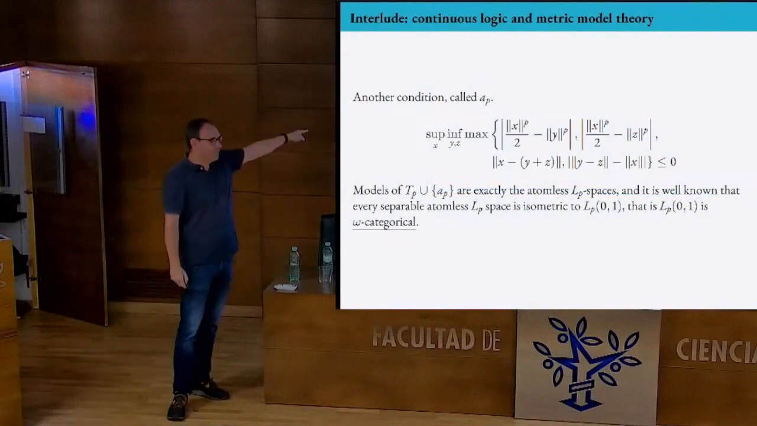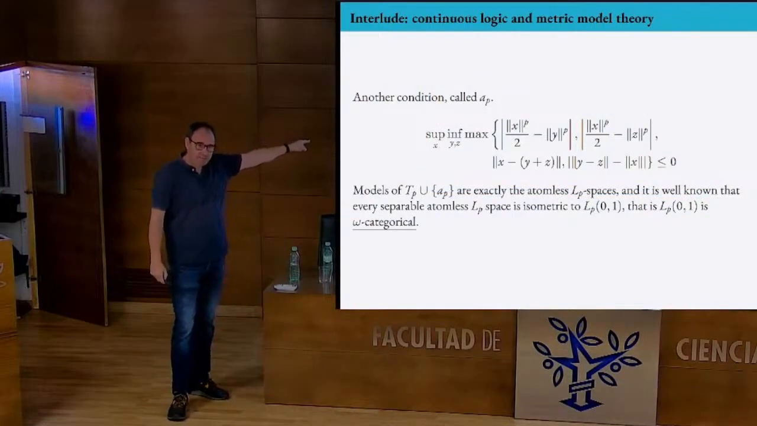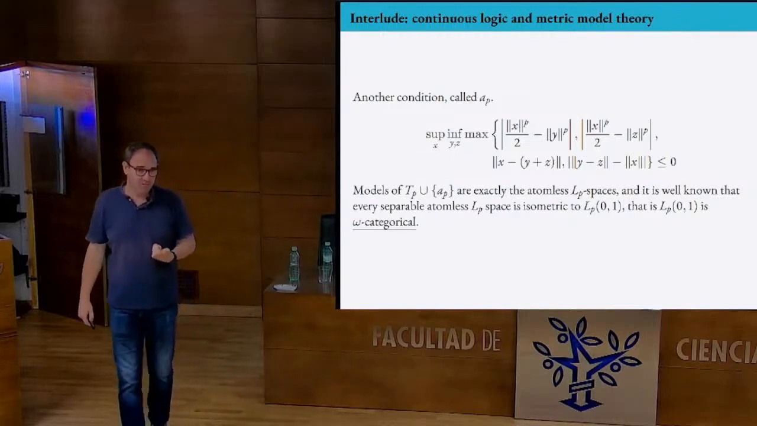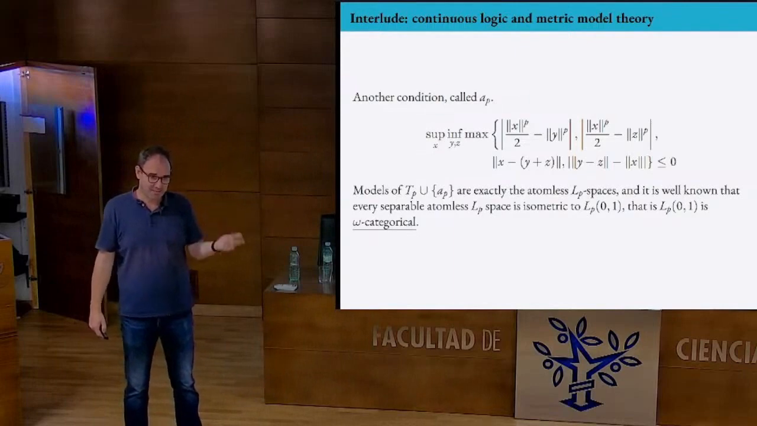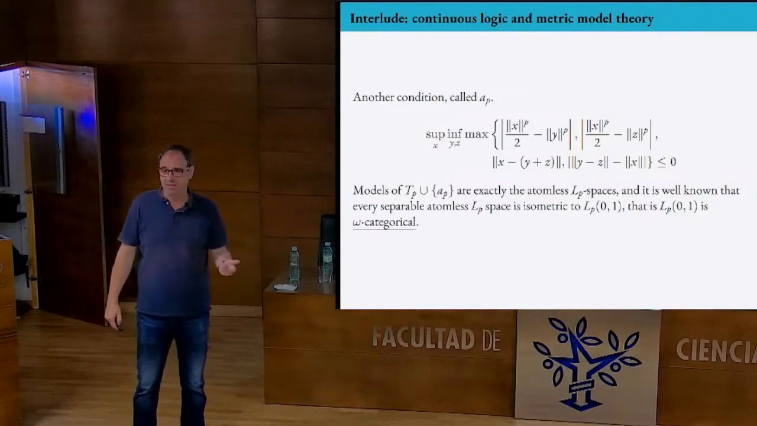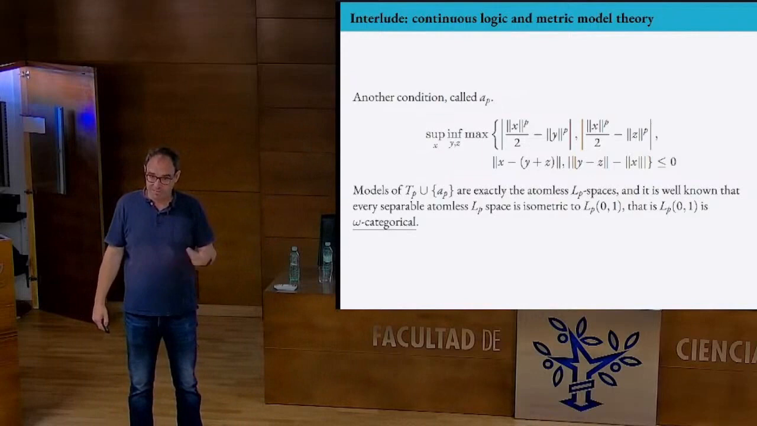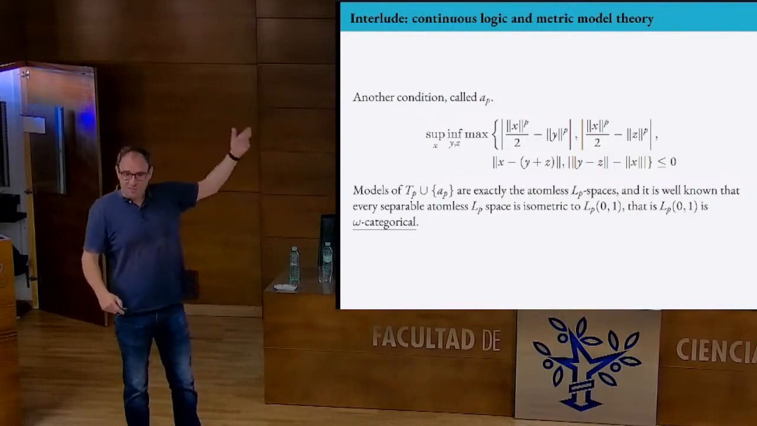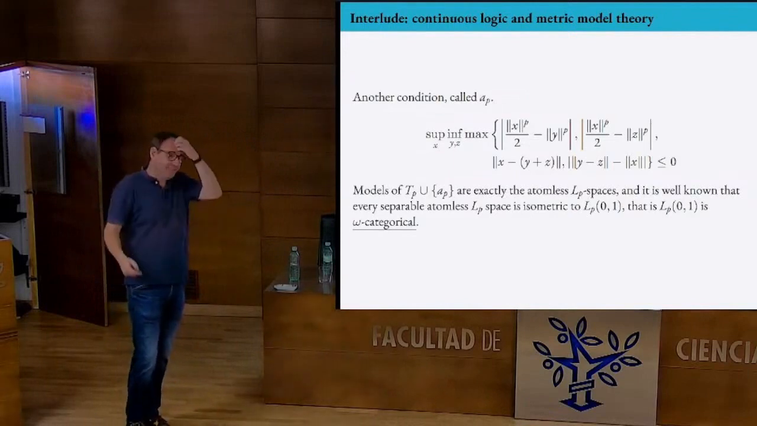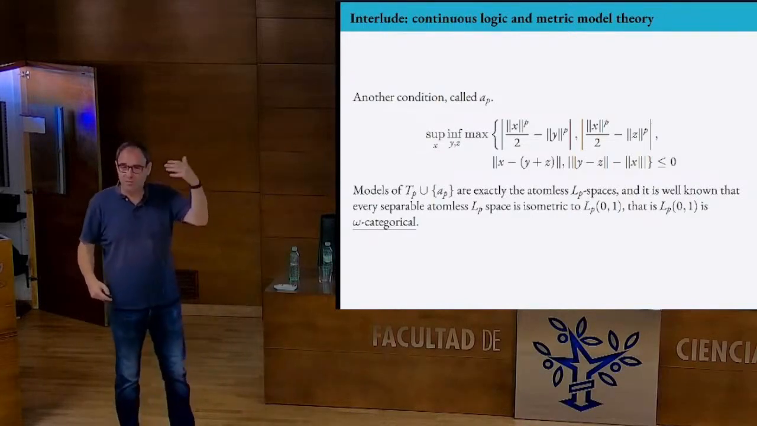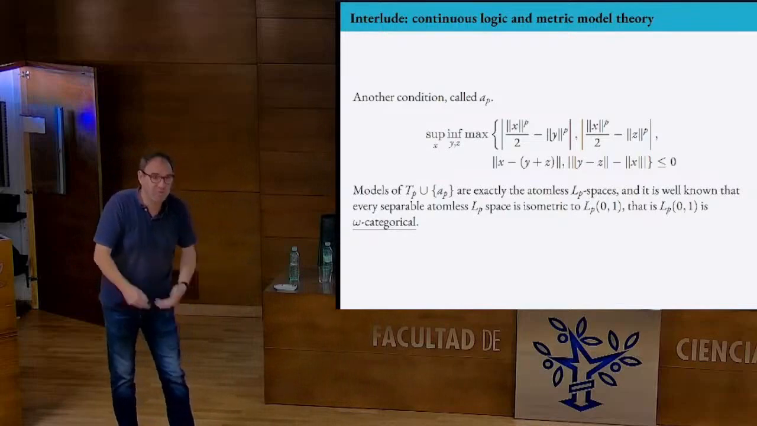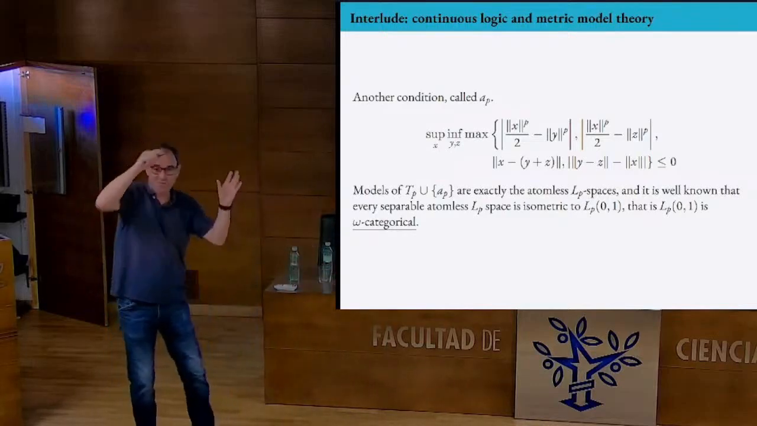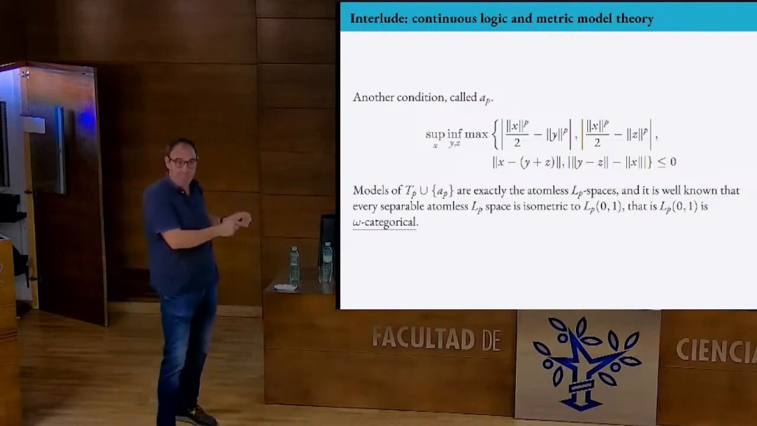If there is a separable model of these two, what is that? This is an LP space without atoms, and it is separable, infinite dimensional. Then it's isometric to LP of 0, 1. So this can be reinterpreted: the theory of LP is omega categorical, or the space is oligomorphic, or the quotients are compact. By this artificial way you don't see anything, but it is the same.